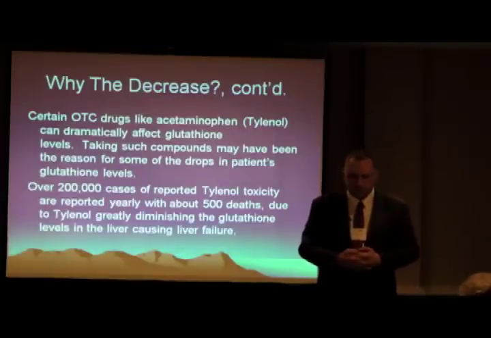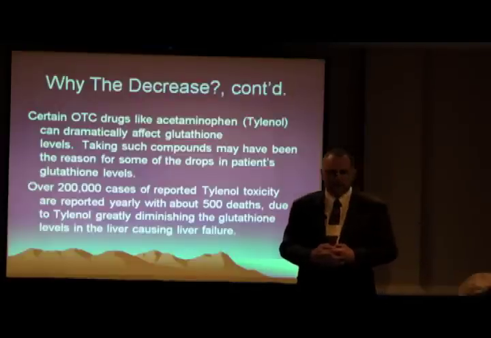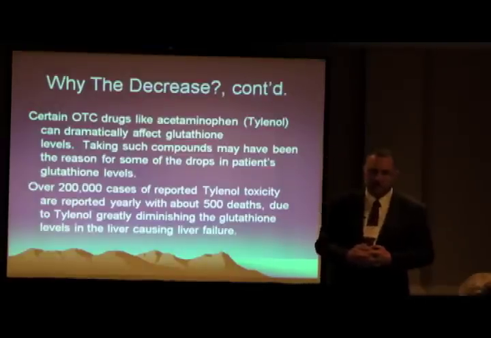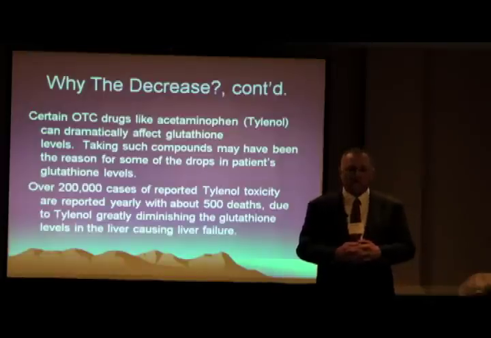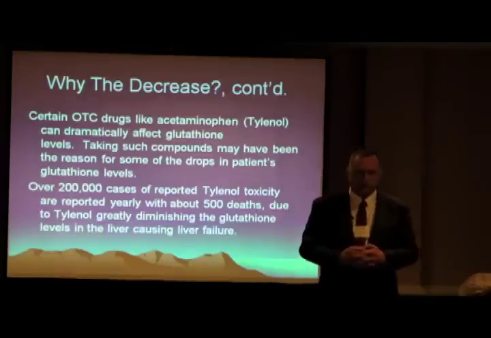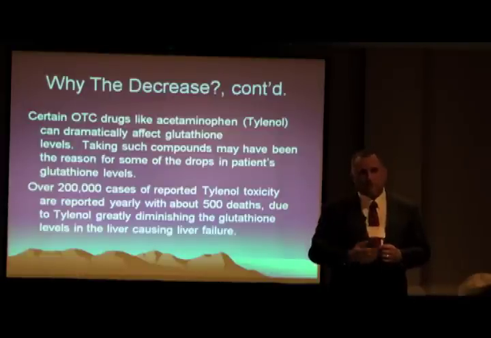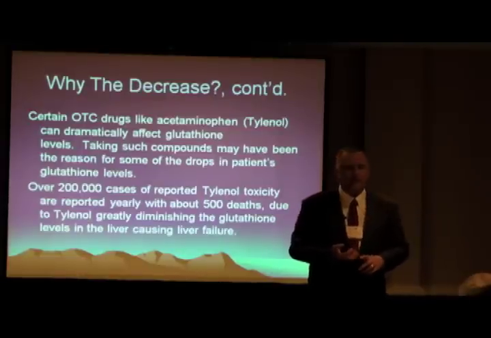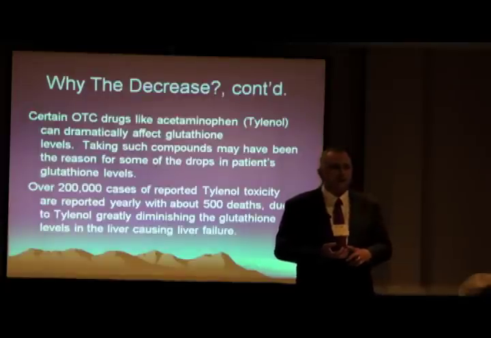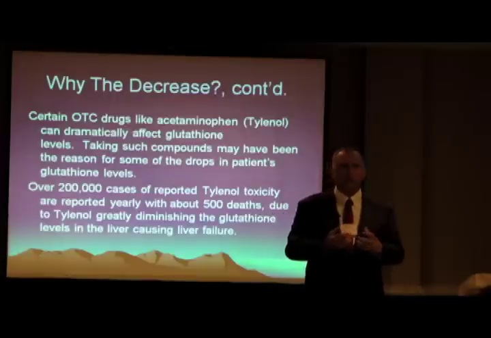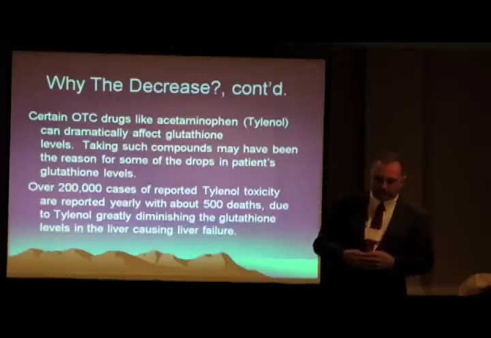There are over 200,000 cases of reported Tylenol toxicity documented every year, with about 500 deaths due to Tylenol, greatly diminishing the glutathione levels in the liver, causing liver failure. For those of you who are not MDs, the emergency room procedure for treating a Tylenol overdose is actually inhaled N-acetylcysteine, which is, of course, one of the building blocks of glutathione. Glutathione is a tripeptide composed of glutamine, glycine, and cysteine. And cysteine is the rate-limiting nutrient in the body's synthesis of glutathione.